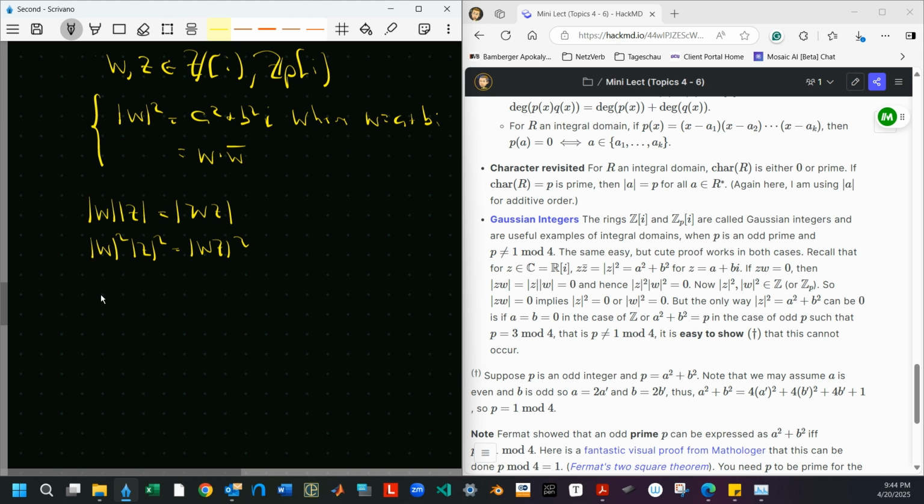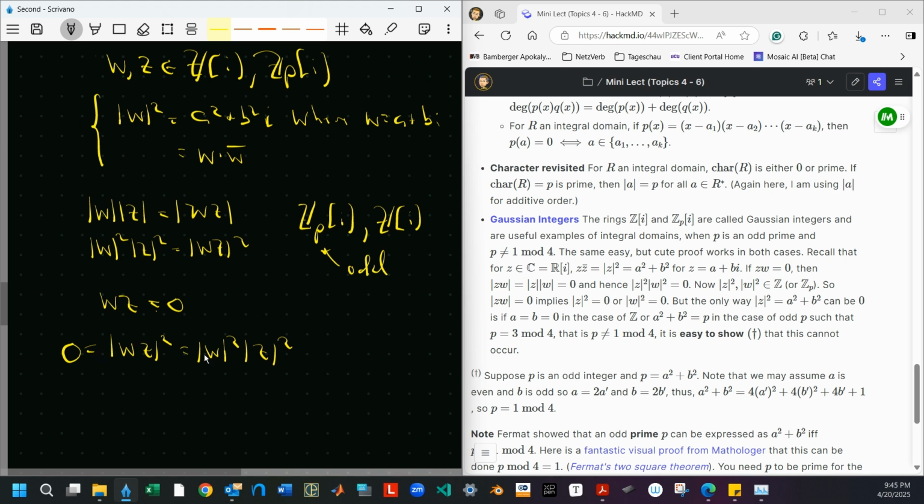So here, I want to say suppose wz equals 0. I'm trying to show there's no zero divisors in those two cases, Zp[i] and Z[i], where p is an odd prime. Z2 is maybe a little bit different. So suppose wz is equal to 0. Well, I can take the length squared. If this is equal to 0, this is also equal to 0. But this is equal to |w|^2 times |z|^2.